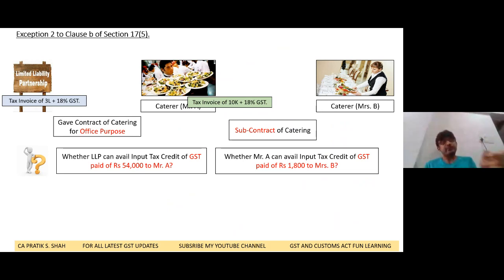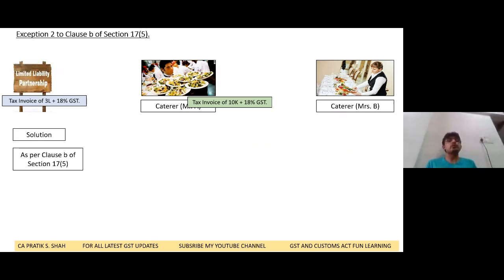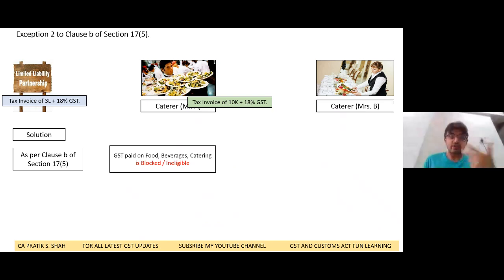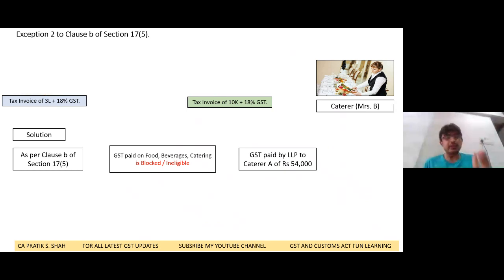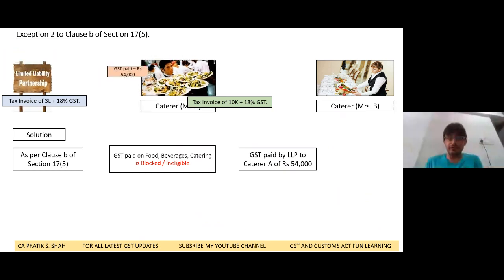First, the taxpayer which has raised an invoice on you, both caterers, can you avail the ITC? And second, caterer to LLP, can I avail the ITC? Listen carefully. Solution. GST, which you are required to pay on food, beverage, etc., is blocked. Hence, whatever GST is paid by me, LLP, to the caterer is not allowed. Whatever GST of 54,000 I pay is not allowed as ITC.